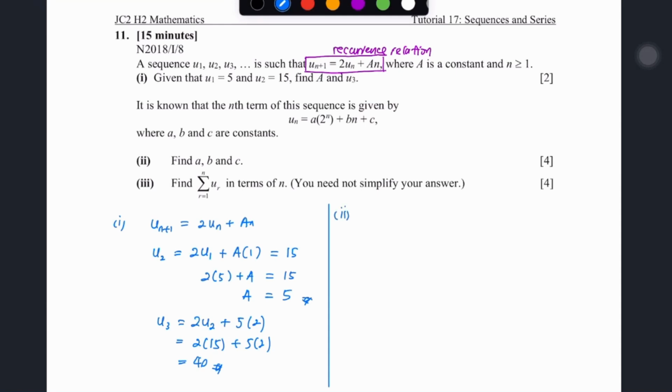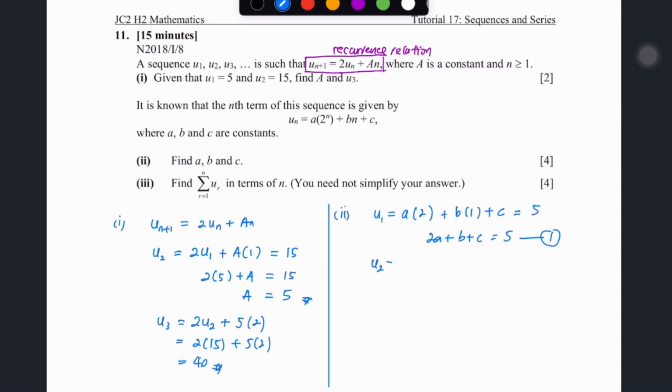So we make use of U1, U2, U3. So U1 will be equal to A times 2 power 1 plus B times 1 plus C. This is equal to U1, which is 5. So 2A plus B plus C equals 5. Equation 1. I think you can see where this is going already.